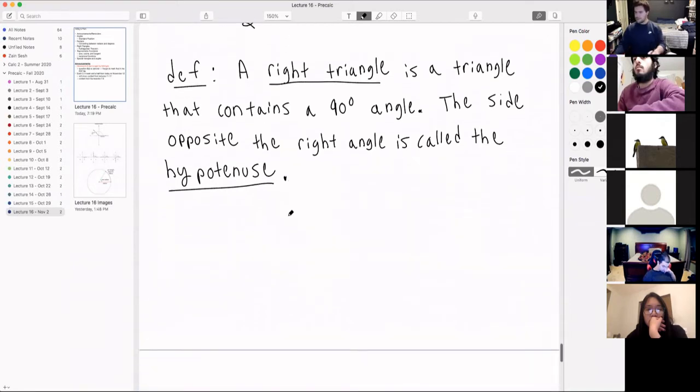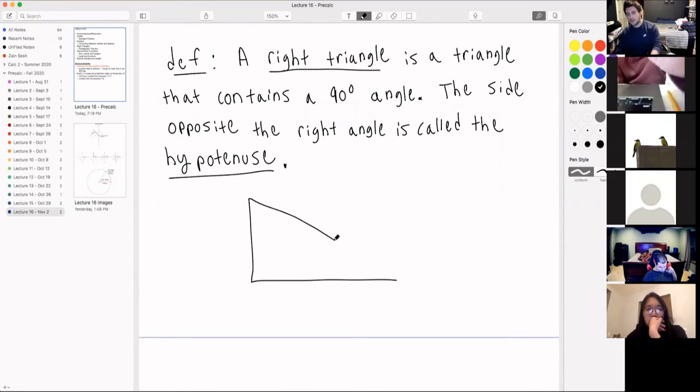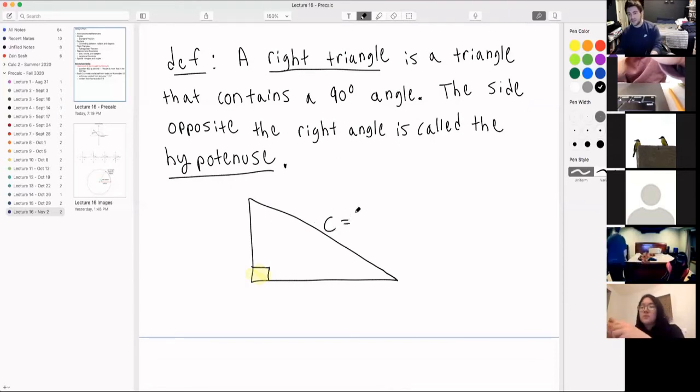So what does it look like? Here's a picture of a right triangle. Here I've drawn the right angle on the left side. Usually we will denote the hypotenuse with the letter C. So C here is the hypotenuse, the side that is opposite from the right angle.